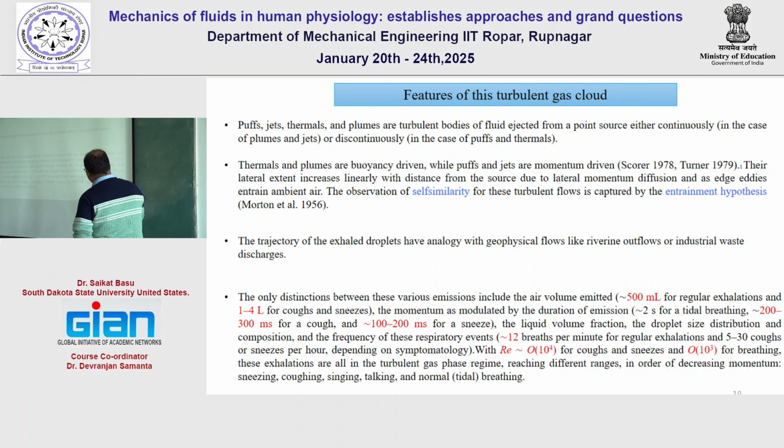So you can see here the Reynolds number for normal breathing is 10 to the power 3, but since we are expelling air at much higher speed during coughs or sneezes, the Reynolds number has increased by one order of magnitude. In the last sentence you see normal, in brackets, tidal breathing. So maybe it's like relaxed breathing.